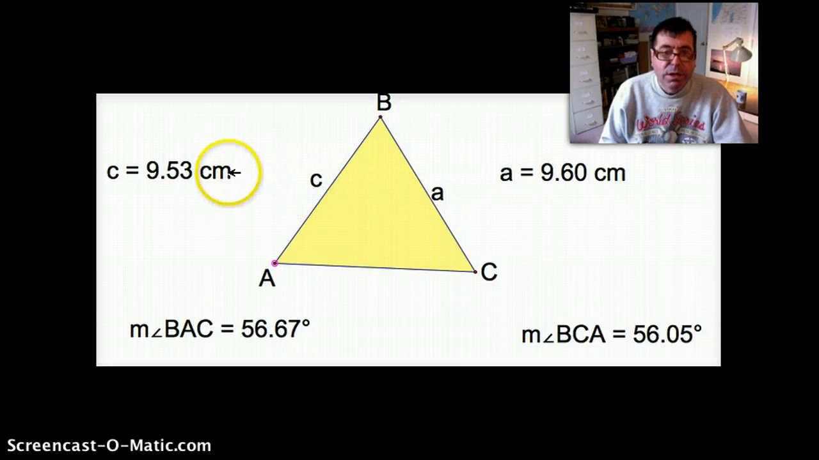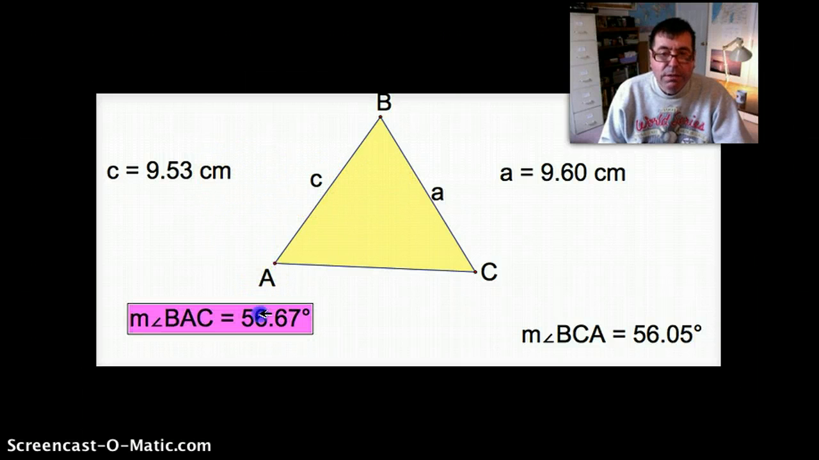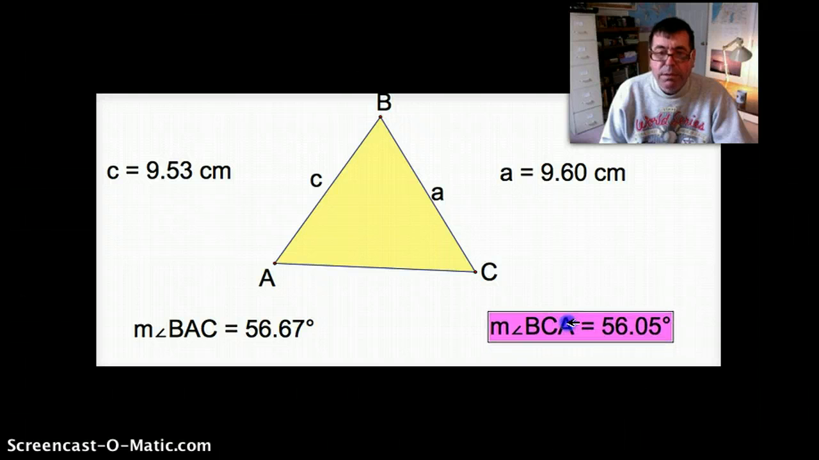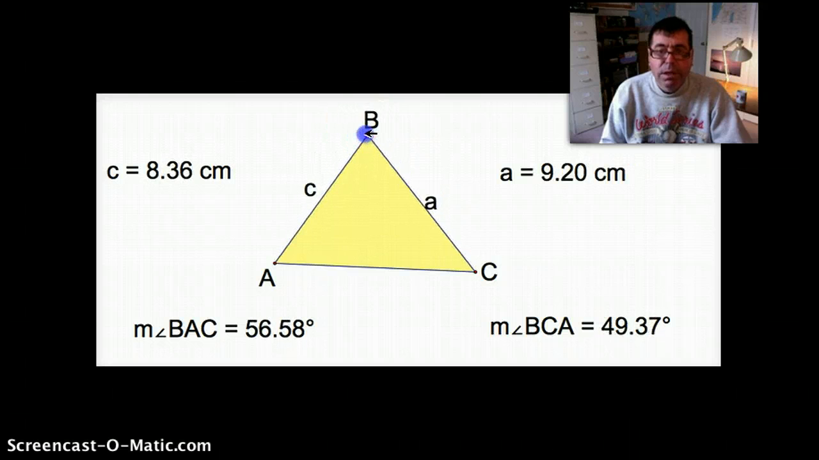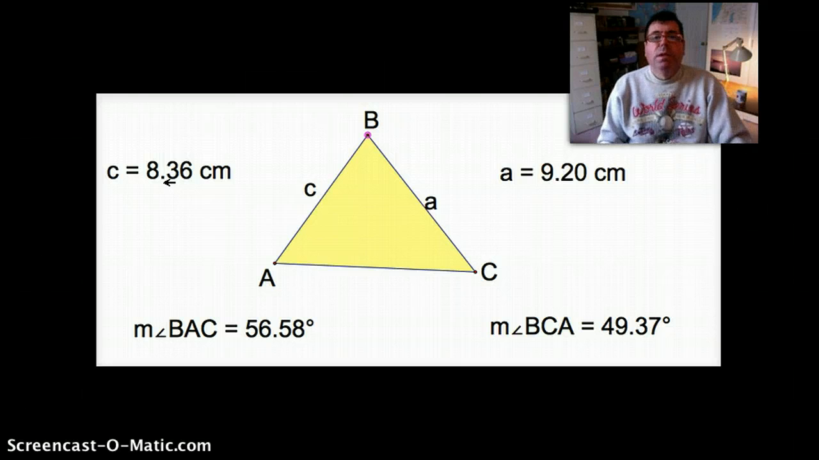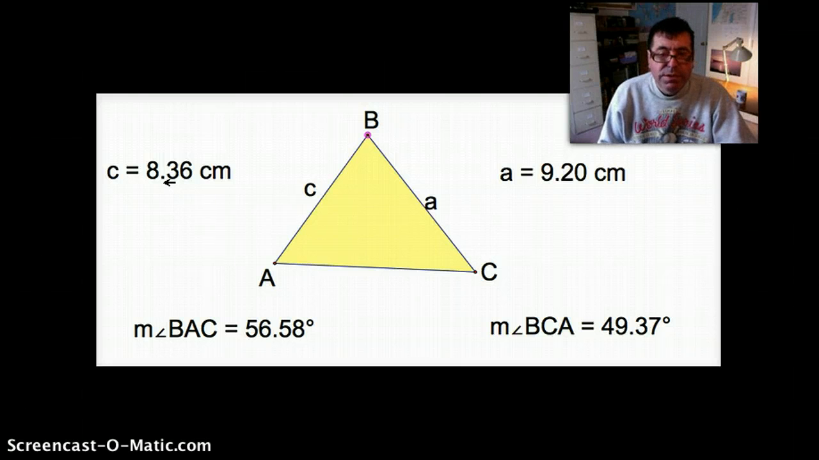Little c is right here. Here's angle A down at the bottom, and here's this angle. I can move another letter here, and you see all the values change. Now my question is: is the ratio of the side to the sine of its opposite angle the same for each part of the triangle? That's a very good question.